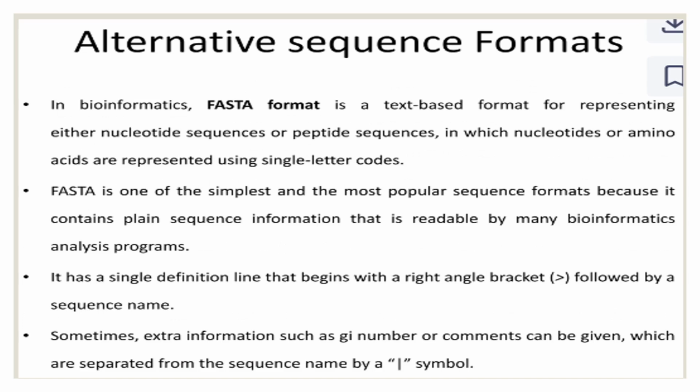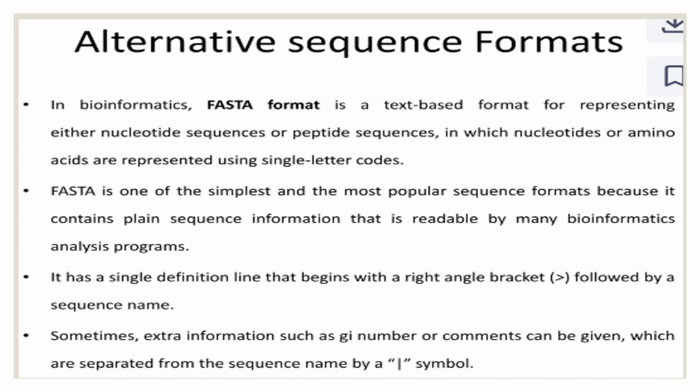Now, alternative sequence formats. In GenBank, there are two types of formats that give us information. The first is the GenBank format and the second is the FASTA format. In the GenBank format, all of the information about a particular gene is given. In the FASTA format, only the sequence is there.